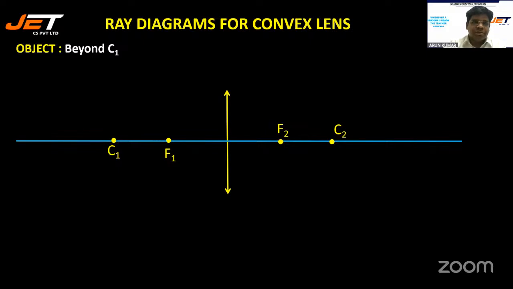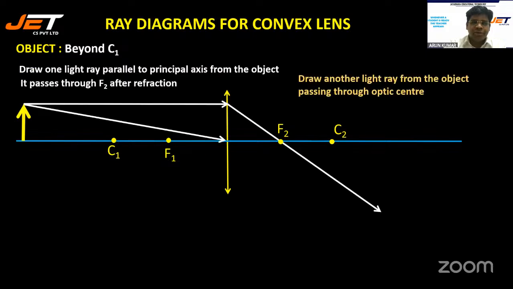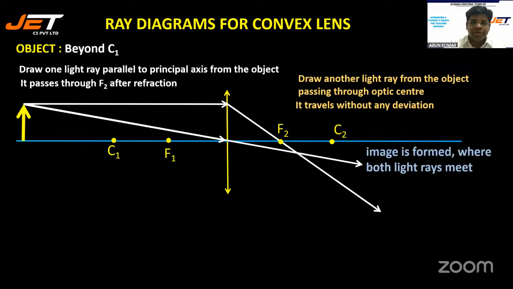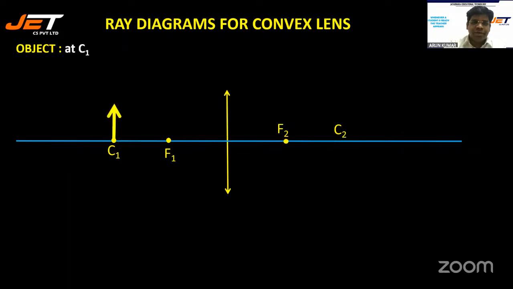All right. So when it's beyond C1, this is the case. This is what we get. It passes through F2. The other through optic center goes undeviated, and the image is seen here. Nature of the image is real, inverted, and diminished. Now, what happens if it's at C1? If it's at C1, what happens, students? What happens if it's exactly at C1?